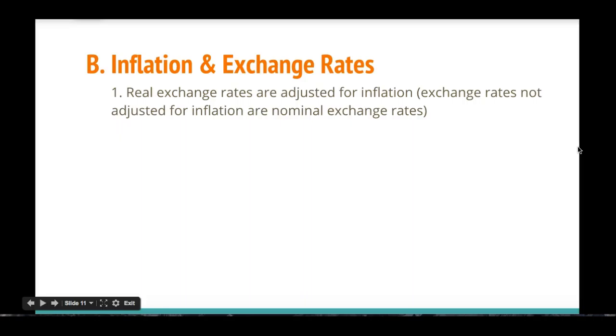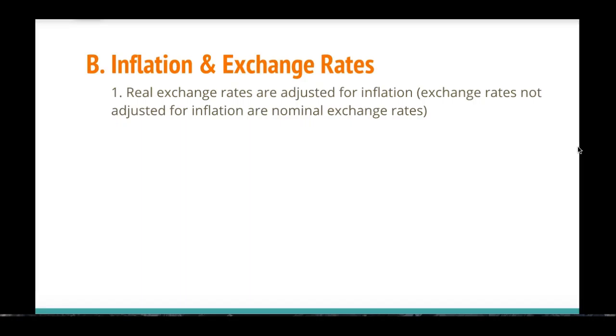So we've talked about real and nominal a few times in class. We've talked about real and nominal interest rates, real and nominal GDP, and now we're going to look at real and nominal exchange rates. So if you think about it, what's the difference between nominal and real? Anytime you talk about nominal and real, nominal includes inflation, while real excludes inflation.